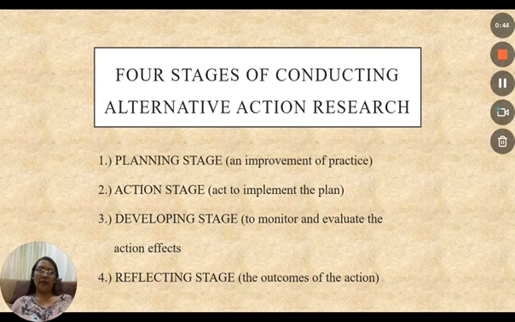First, we have the planning stage, an improvement of practice. Then, the action stage, an act to implement the plan. Then, the developing stage, to monitor and evaluate the action effects. And the fourth one is the reflecting stage, the outcome of the action.